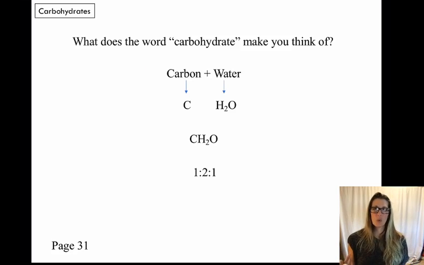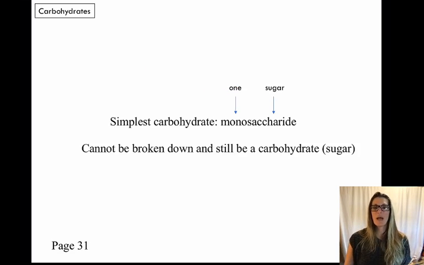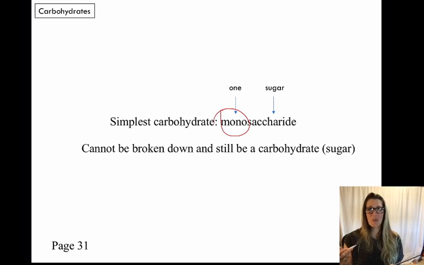If we break down the word, carbohydrate actually means carbon and water, which makes it very easy to remember what it's made of. It's made of carbon and water. Carbohydrate is actually a 1 to 2 to 1 ratio of carbon and water. The simplest carbohydrate is a monosaccharide, and you've probably heard of these before: monosaccharides, disaccharides. So mono means 1, saccharide means sugar, so the simplest carbohydrate is 1 sugar.